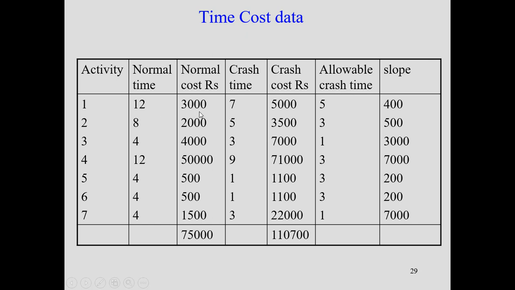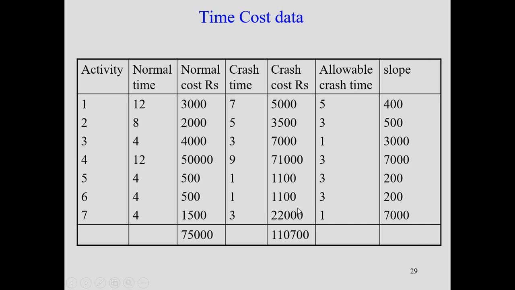The particular activity will take 12 days, costing 3,000. The same activity can be completed in 7 days by paying 5,000, which means an additional cost of 2,000. So please try to understand here. 3,000 is the normal cost, whereas 5,000 is the crash cost, which means that if you want to do activity 1 normally, the expense is 3,000, but if you want to do it in 7 days, we have to pay an additional 2,000, which means a total of 5,000 has to be paid.